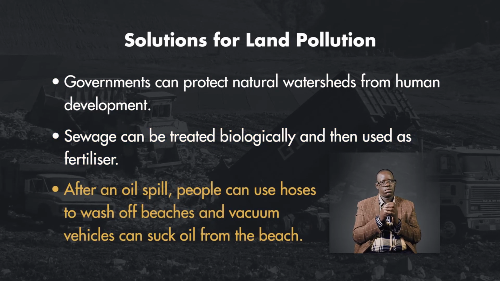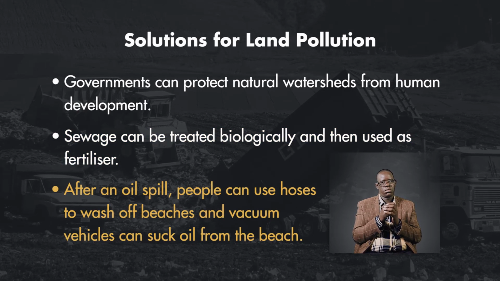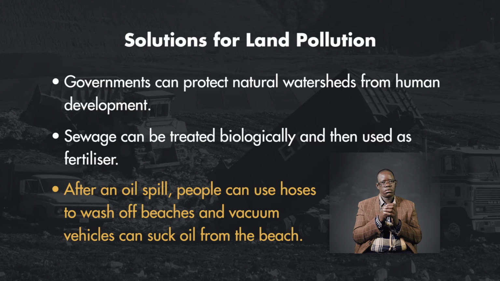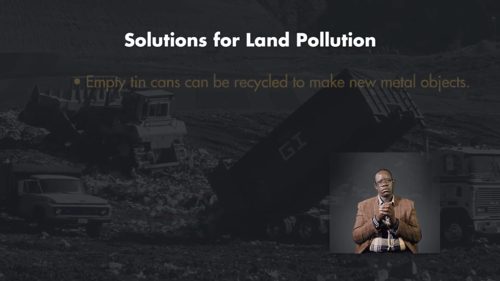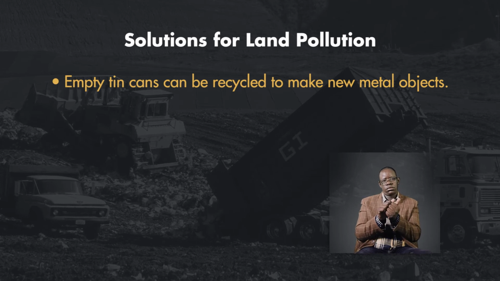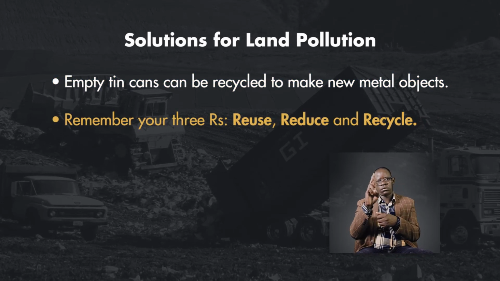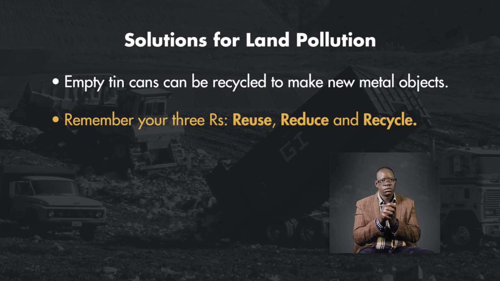After an oil spill, people can use hoses to wash off beaches, and vacuum vehicles can suck oil from the beach. Empty tin cans can be recycled to make new metal objects. Remember your 3 R's: reuse, reduce, and recycle.